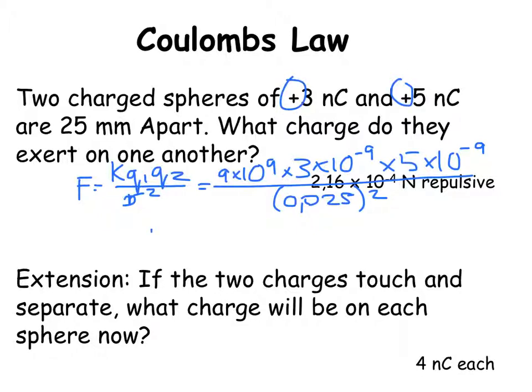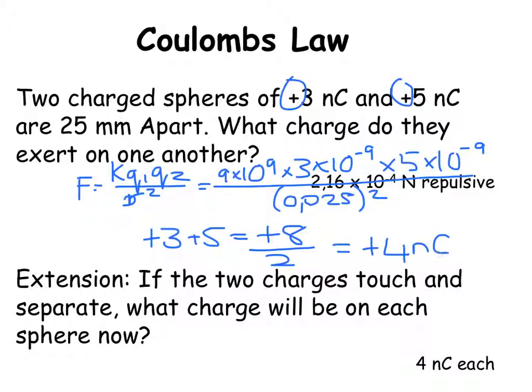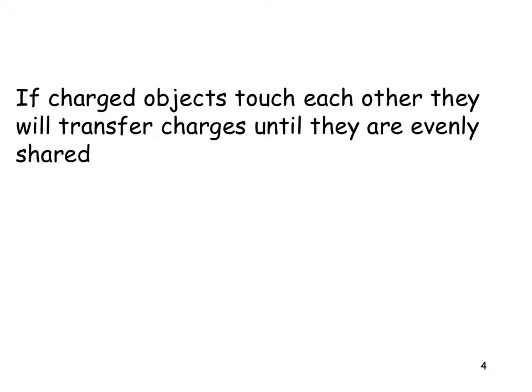What if they touched each other? You would have +3 plus 5, that would mean that you would have +8 divided between the two charges, and it would be +4 each, +4 nanocoulombs each. If the charged objects touch each other, they will transfer charges until they are eventually shared out evenly. And that is something which we have done in the last two problems, even though we hadn't put that slide in yet.